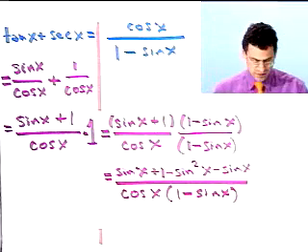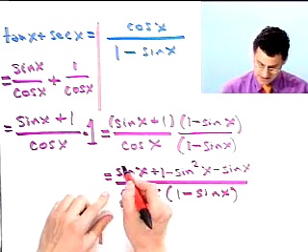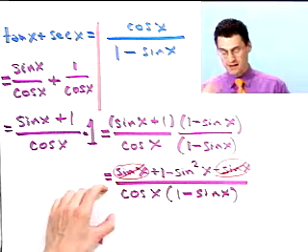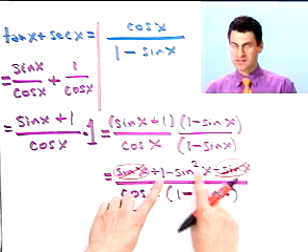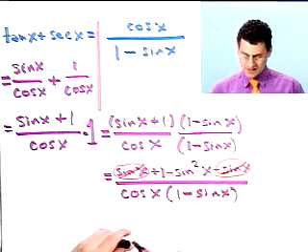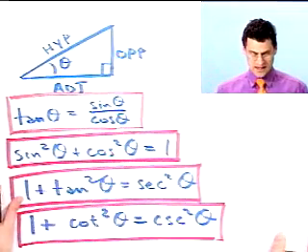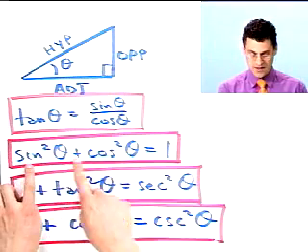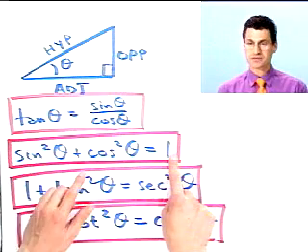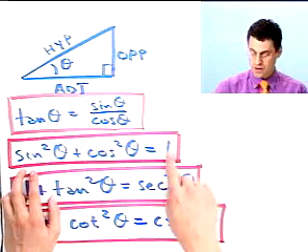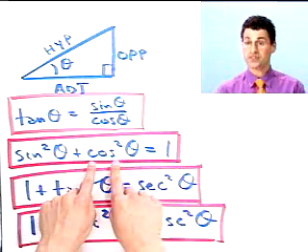Now notice something really cool happens. I see a sine x and a minus sine x, so they actually add to give 0. And then I see a 1 minus sine squared. So what is 1 minus sine squared? Well, go back to one of our famous trig identities: sine squared theta plus cosine squared theta equals 1. So what's 1 minus sine squared? Well, if I bring sine squared over, 1 minus sine squared equals cosine squared.